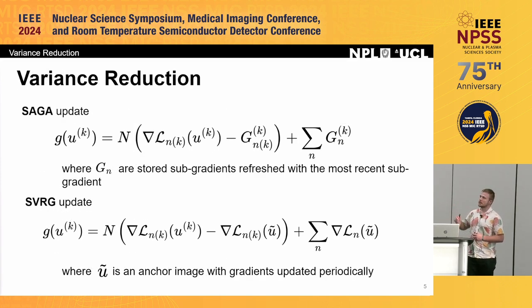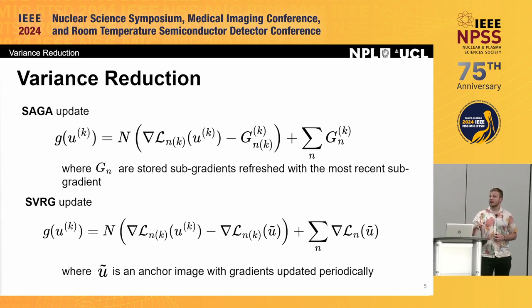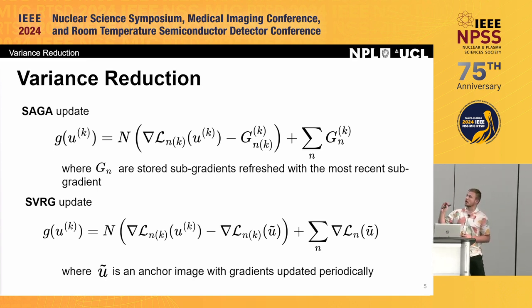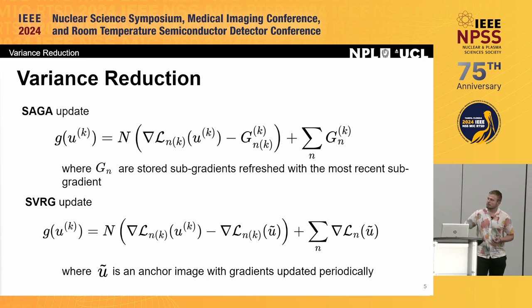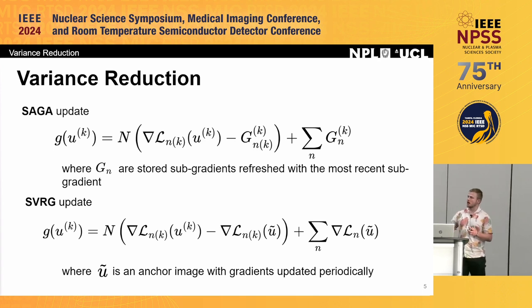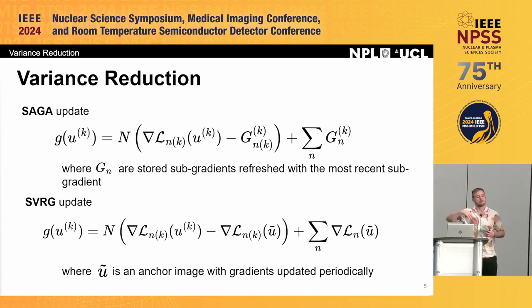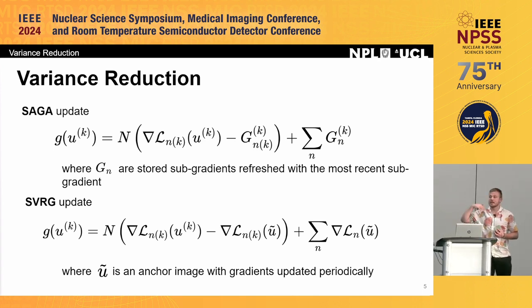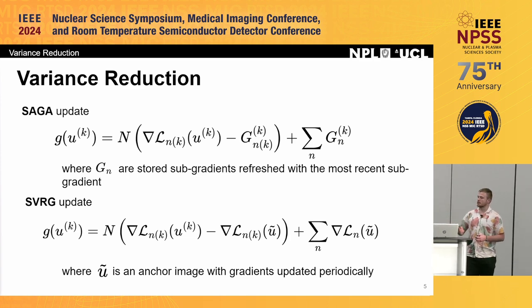So we turn to some variance reduction methods. You've heard both of these today. SAGA refreshes subgradients using the most recent subgradient, and SVRG takes an anchor image which is updated periodically, and the gradient estimate is made up of your current subset gradient, previous subset gradient, and this full gradient from the anchor image.